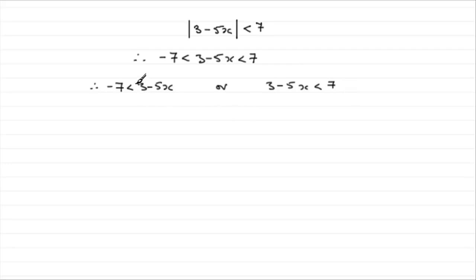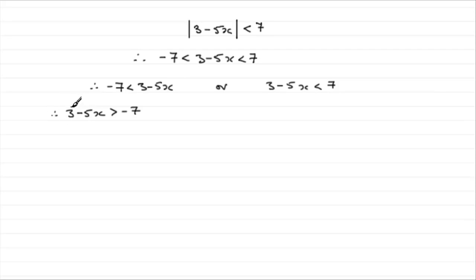Now with this one, there's several ways that we could go about this. I'm going to reverse this round. I'm going to say that 3 minus 5x is greater than minus 7. You don't have to do that. You could multiply throughout by negative 1. I'll show you that later.